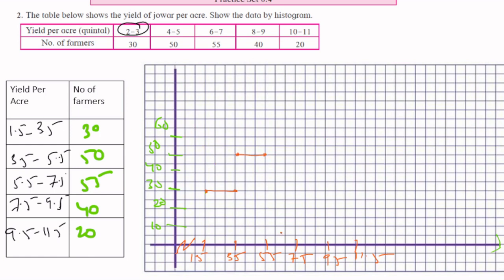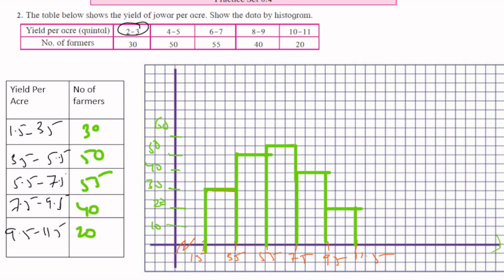Next one is 55, so 55 is coming somewhere here. Similarly for 9.5 we have 40, so 40 will be this one, and next we have 20. So again down to here, 20. Perfect. Now once you join the lines, this will become a beautiful histogram, isn't it?